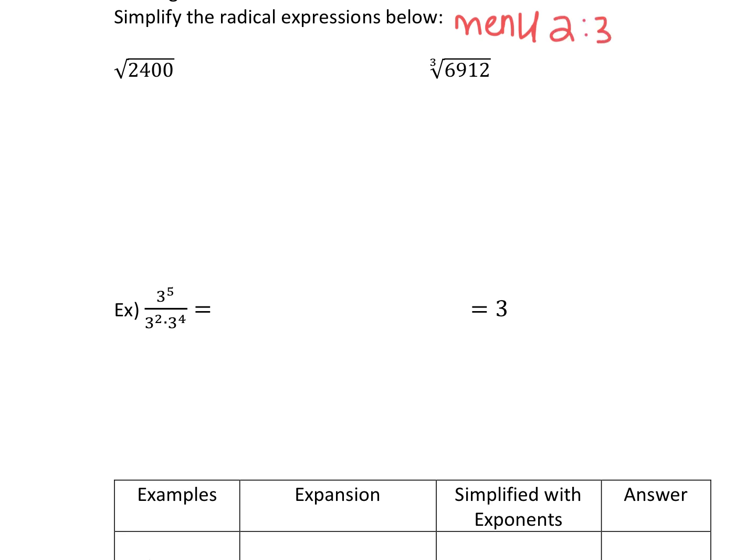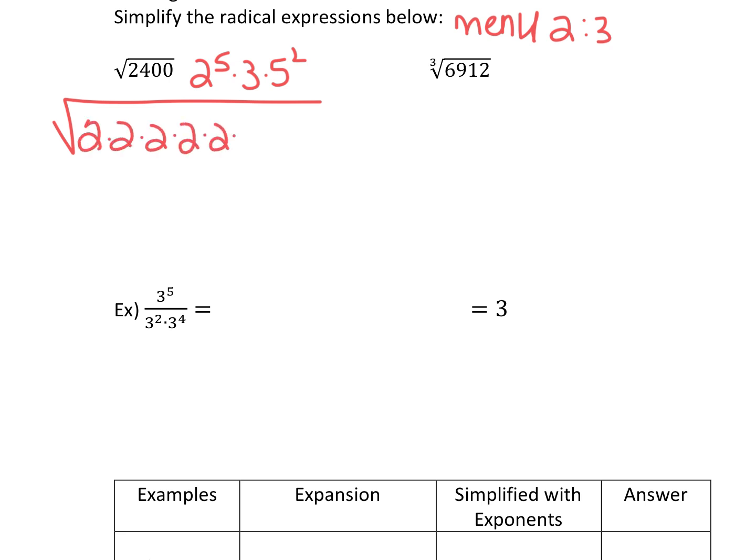So when we do that with 2,400, we get 2 to the 5th times 3 times 5 squared. So remember, this is a square root. So if we expand it, we have 2 five times, we have one 3, and we have two 5s. Remember, the invisible root index is 2.